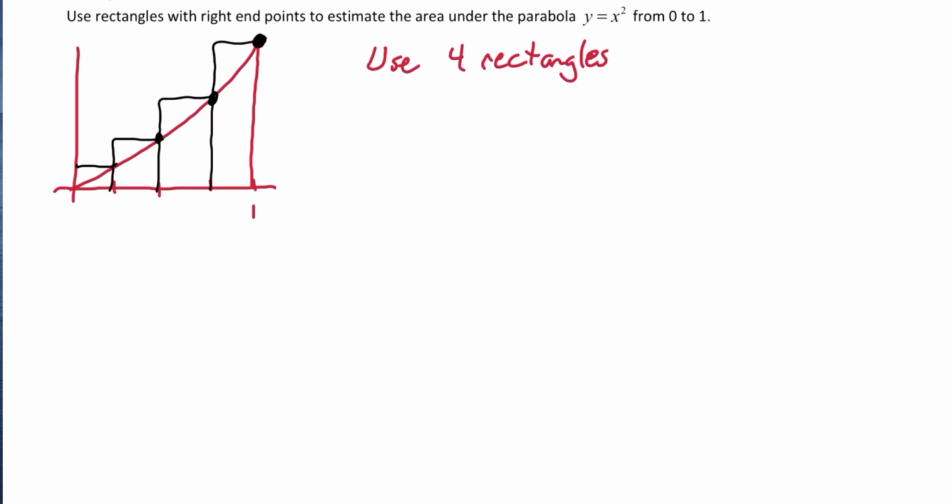The base of the rectangles is 1 divided by 4 rectangles, so 1/4. So each base, we have 1/4 for the measure of the length of the base.